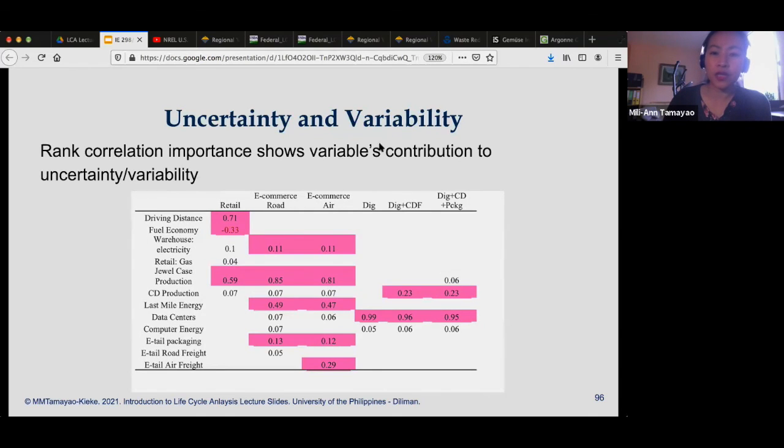Now, on uncertainty and variability of the data that were used, the authors looked at the rank correlation importance for the different parameters, and it shows the variables' contribution to the uncertainty or variability of the results of the study. And you can see here data for data centers, for example, have high contribution in terms of uncertainty or variability, driving distance, of course, and so on.